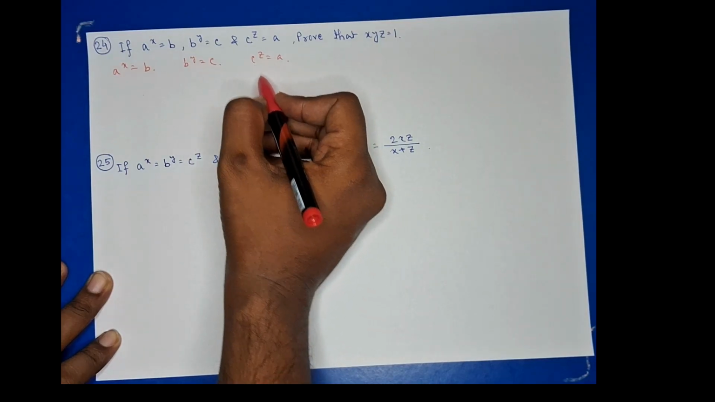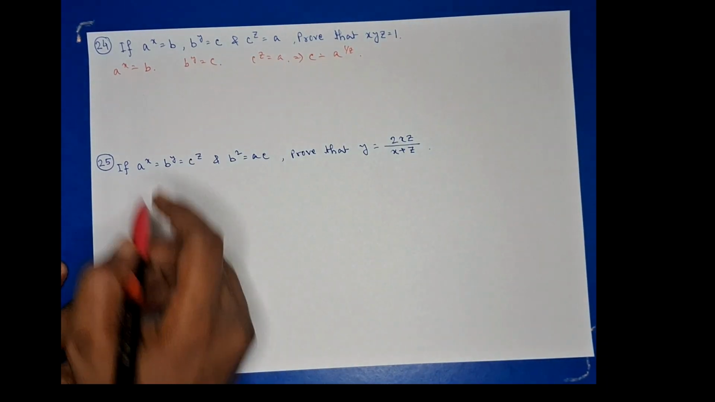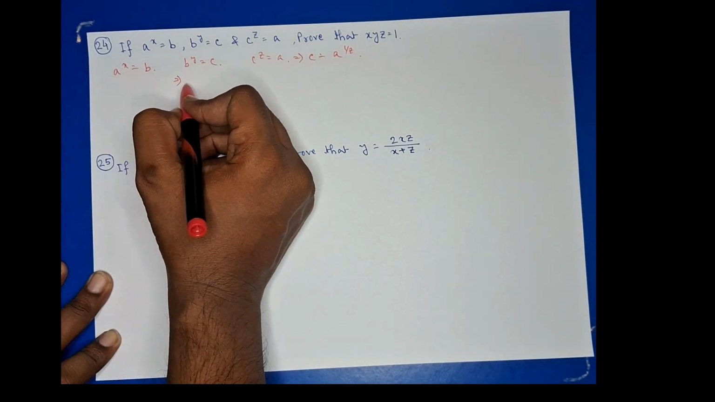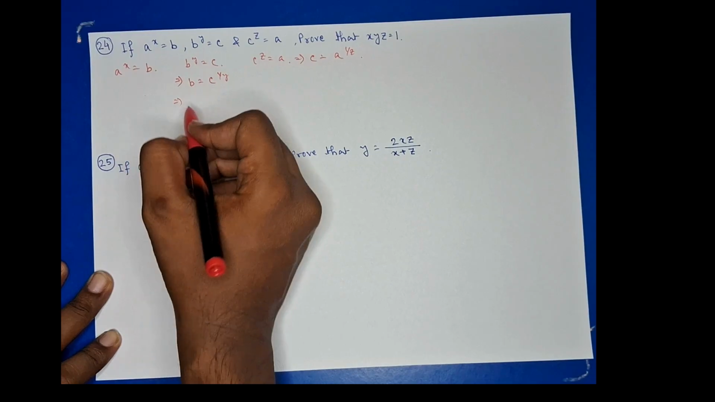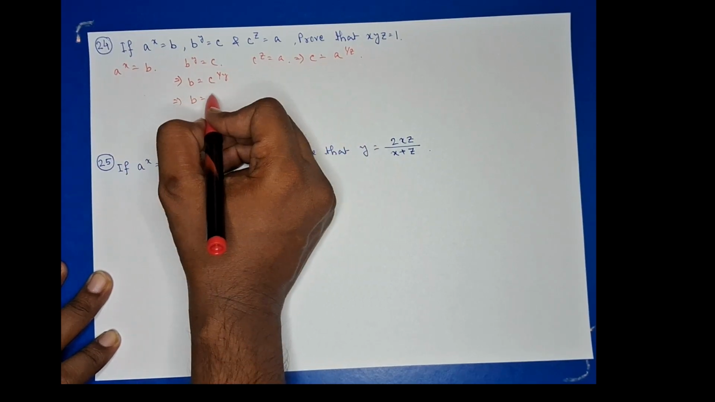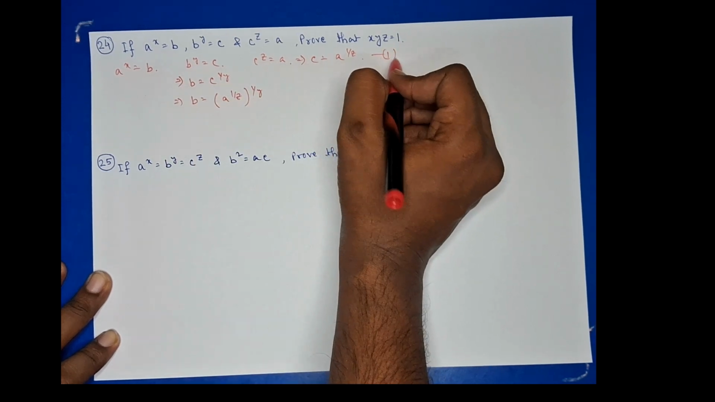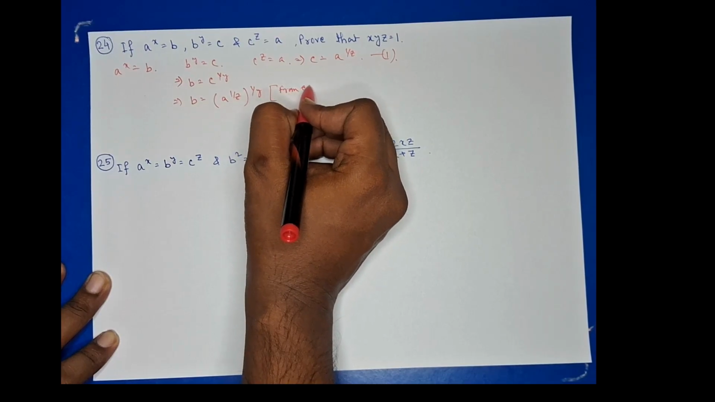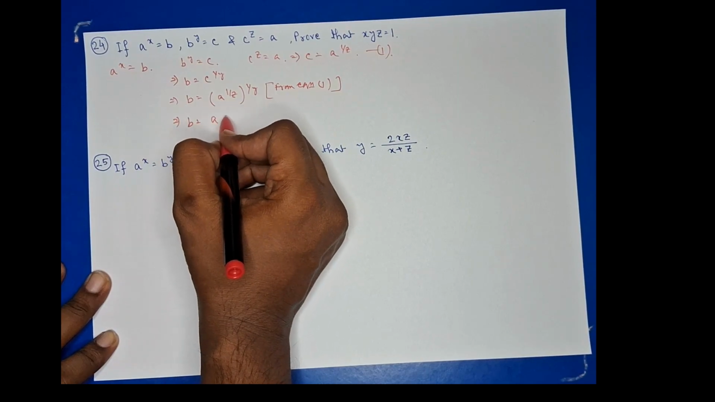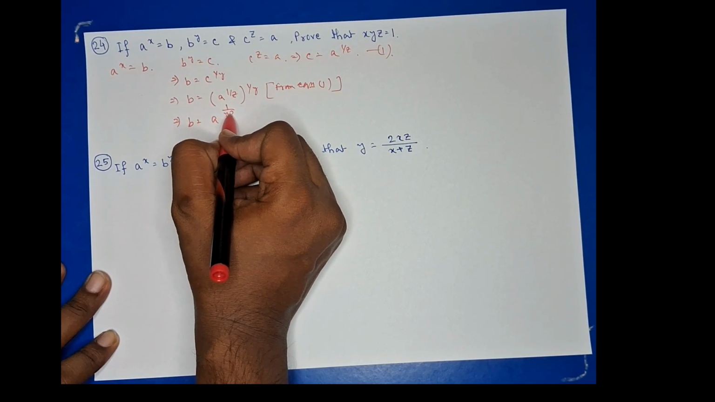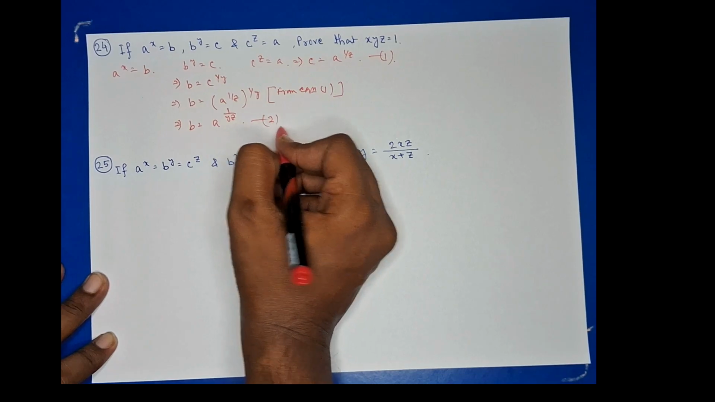So when c to the power z is equal to a, we can write c is equal to a to the power 1 by z. That means b is equal to c to the power 1 by y, and b is equal to, instead of c I can write a to the power 1 by z, whole to the power y. If I write it as equation 1, we can write from equation 1 that b is equal to a to the power 1 by yz, right? Now this we are writing as equation 2.